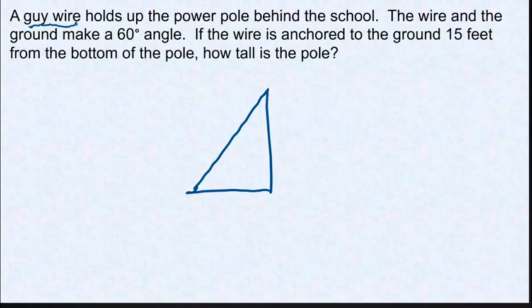Now, the wire and the ground, so we'll call this the ground, so this will be our ground. We'll make a 60-degree angle. Then the pole is anchored to the ground 15 feet from the bottom of the pole. So this would be here. How tall is the pole?